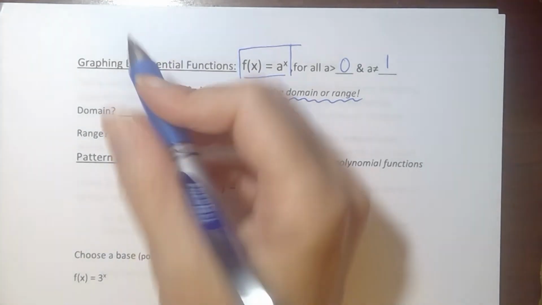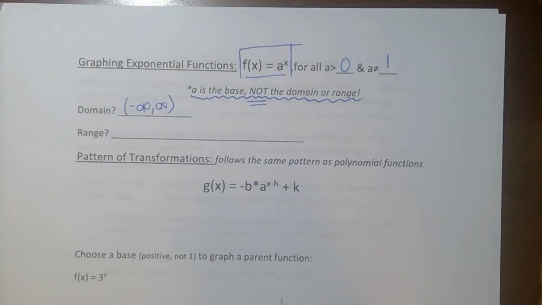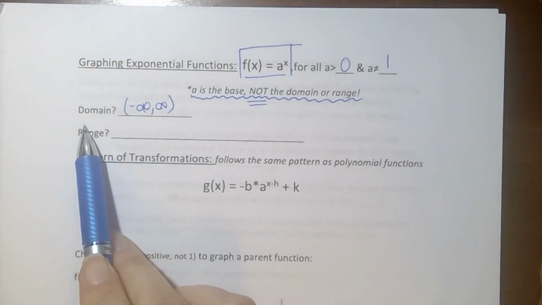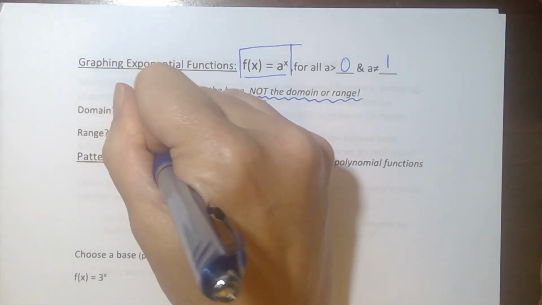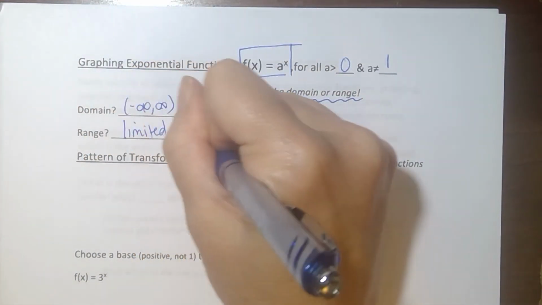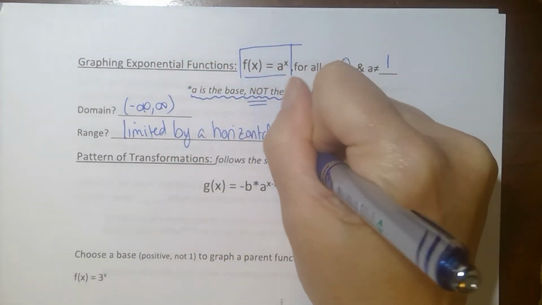My exponential function has a domain of all real numbers, just like my polynomial functions did. So the domain is all real numbers for the parent function. It's going to be all real numbers for any exponential family of functions. The range, however, is going to be limited by a horizontal asymptote.